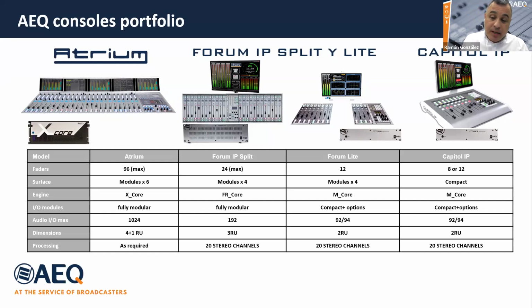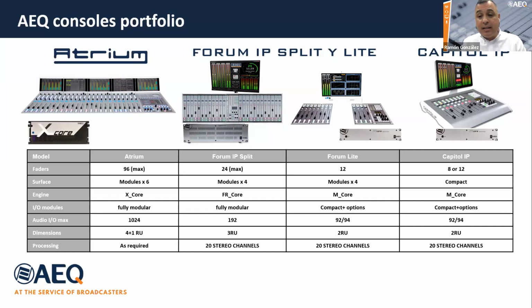The next model is the Photon Light, which comes with the same engine, call it M Core, but the control surface is modular in this case. Each module comes with 4 faders, and Photon Light is up to 3 modules, so it's up to 12 faders, but they are modular. The other model that we have in the Photon family is the Photon Split.